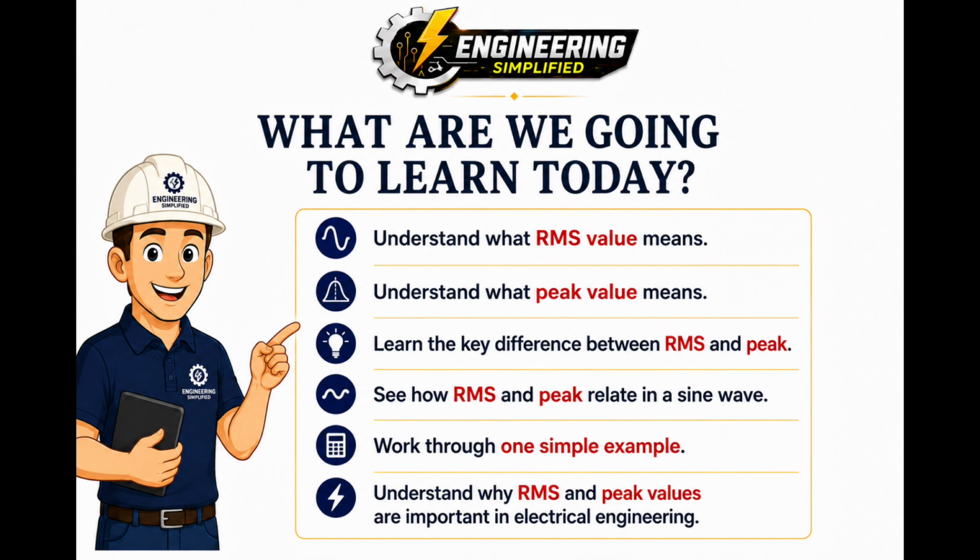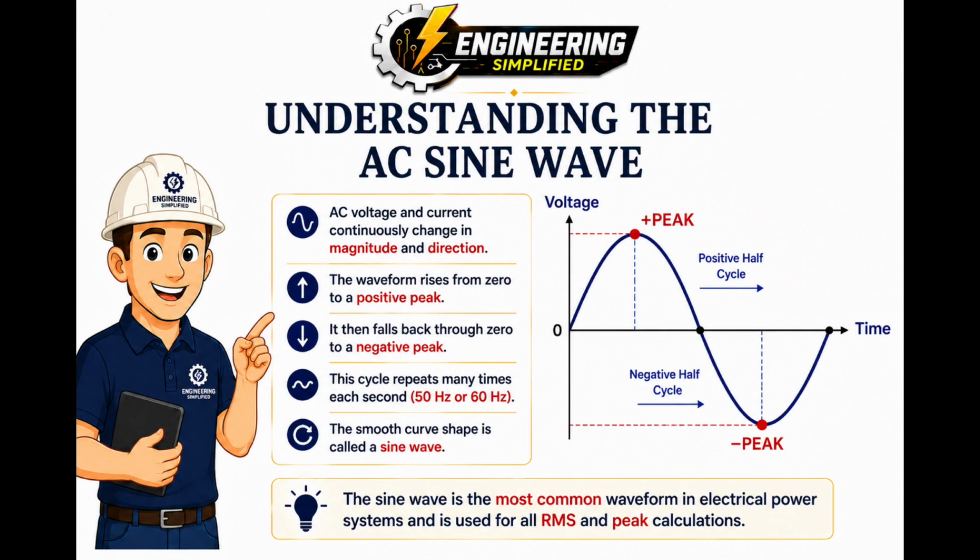Let's start with the AC waveform. Unlike direct current, alternating current continuously changes with time. If we look at a sinusoidal waveform, the voltage begins at zero, rises to a positive maximum, falls back through zero, reaches a negative maximum, and then returns to zero. This complete pattern repeats continuously. The highest positive and negative values reached by the waveform are known as the peak values.